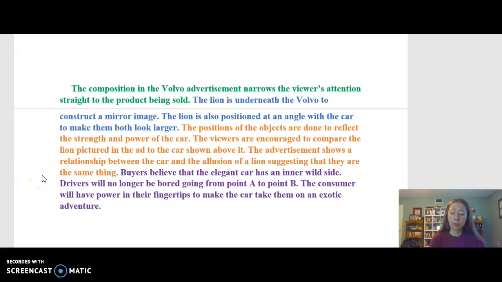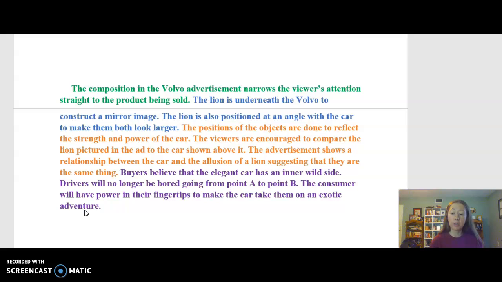How does that go along with our thesis, which says that this is an ad for bored drivers who want adventure? The consumer will have the power in their fingertips to make the car take them on an exotic adventure. You see how it's all connected. So I highly recommend that as you create your body paragraphs, you actually write the letters T, E, X, T along the margins of a piece of paper, and you fill in each step and then put them all into one paragraph. If you feel confident and comfortable after this short video, you can stop here.